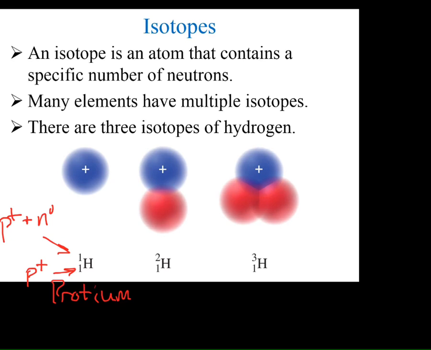Hydrogen 2, I'm going to write it up here so you can see it a little easier. This one you might have heard of, called deuterium. Ever heard of deuterium? Anybody? No? That's okay. But hydrogen 3, I bet a few of you heard of hydrogen 3. It's called tritium. You ever heard of tritium? Anyone ever heard of tritium? No, never heard of tritium either?